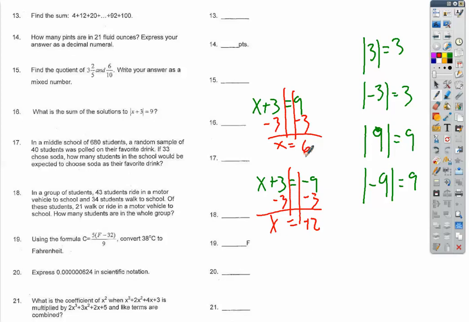They want the sum of the two. So what is the sum of negative 12 and 6? Negative 6. Kind of fun, huh? All right.